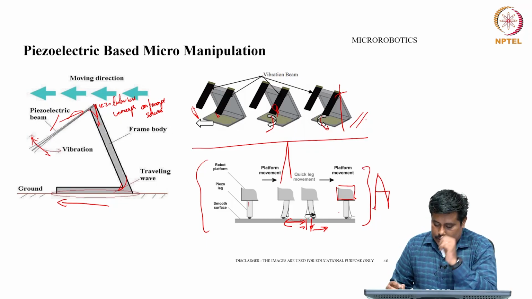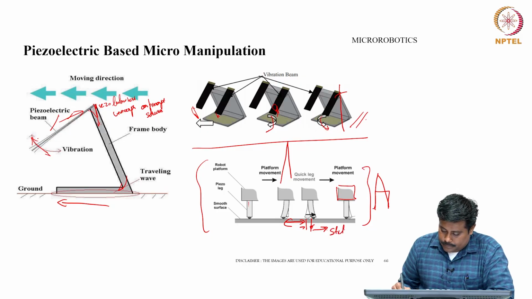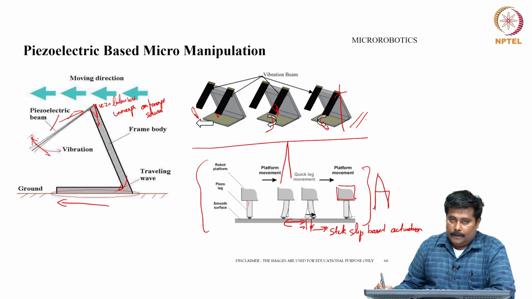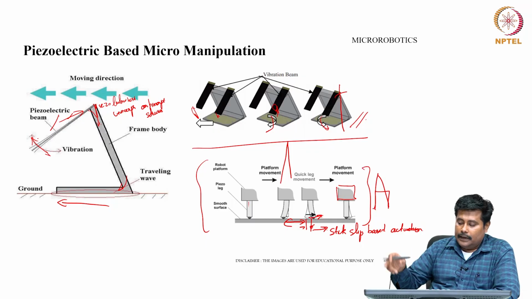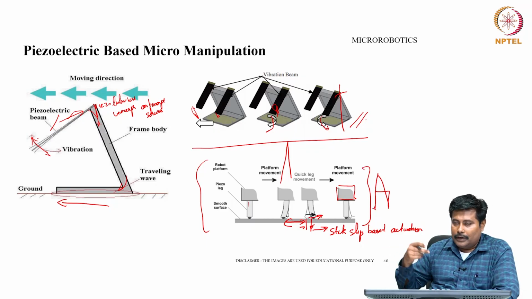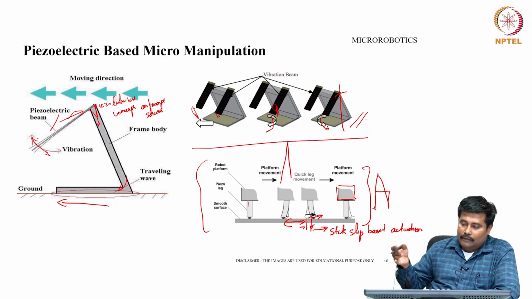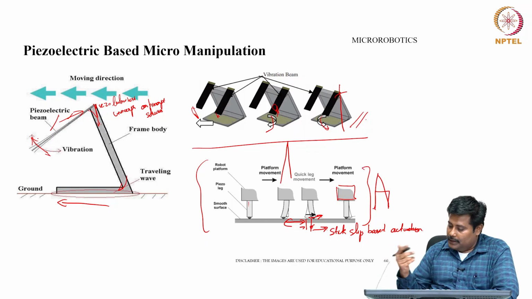Okay. So this is called stick slip based actuation, where a sliding force is exerted. It is a kind of ploughing effect or sliding force effect, and this sliding force will result in a movement in the system.